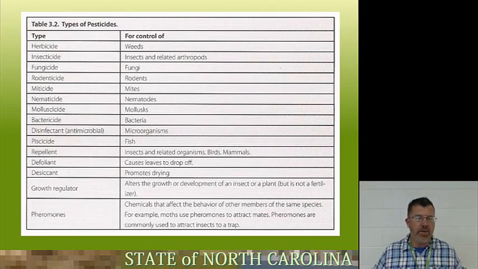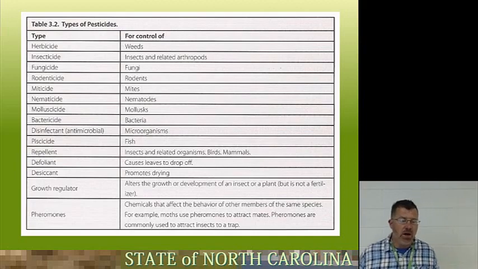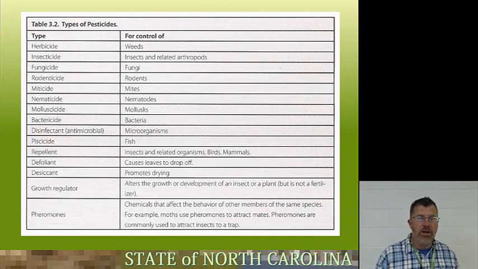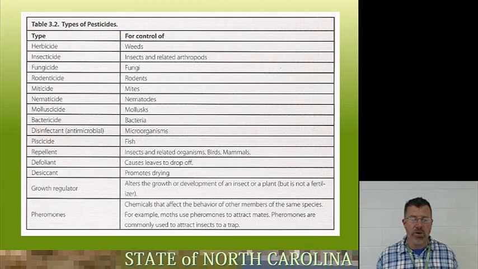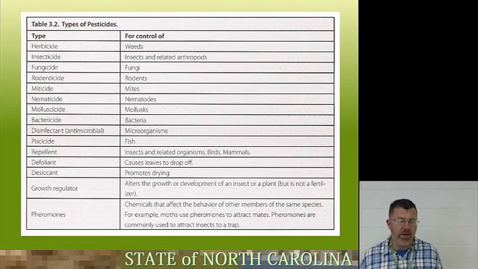Piscicide for fish, and there are other pesticides, ladies and gentlemen, that will kill fish, that are very harmful to fish, that you wouldn't even think. So read the label. Anytime you might be applying a pesticide near water, and there's a chance for runoff into a lake or a stream, be careful, because a lot of these pesticides will harm fish other than just this type of pesticide. Repellent: insects and related organisms, birds and mammals. Desiccant promotes the drying, especially with insects. Growth regulator alters the growth or development of an insect or plant, but is not a fertilizer.